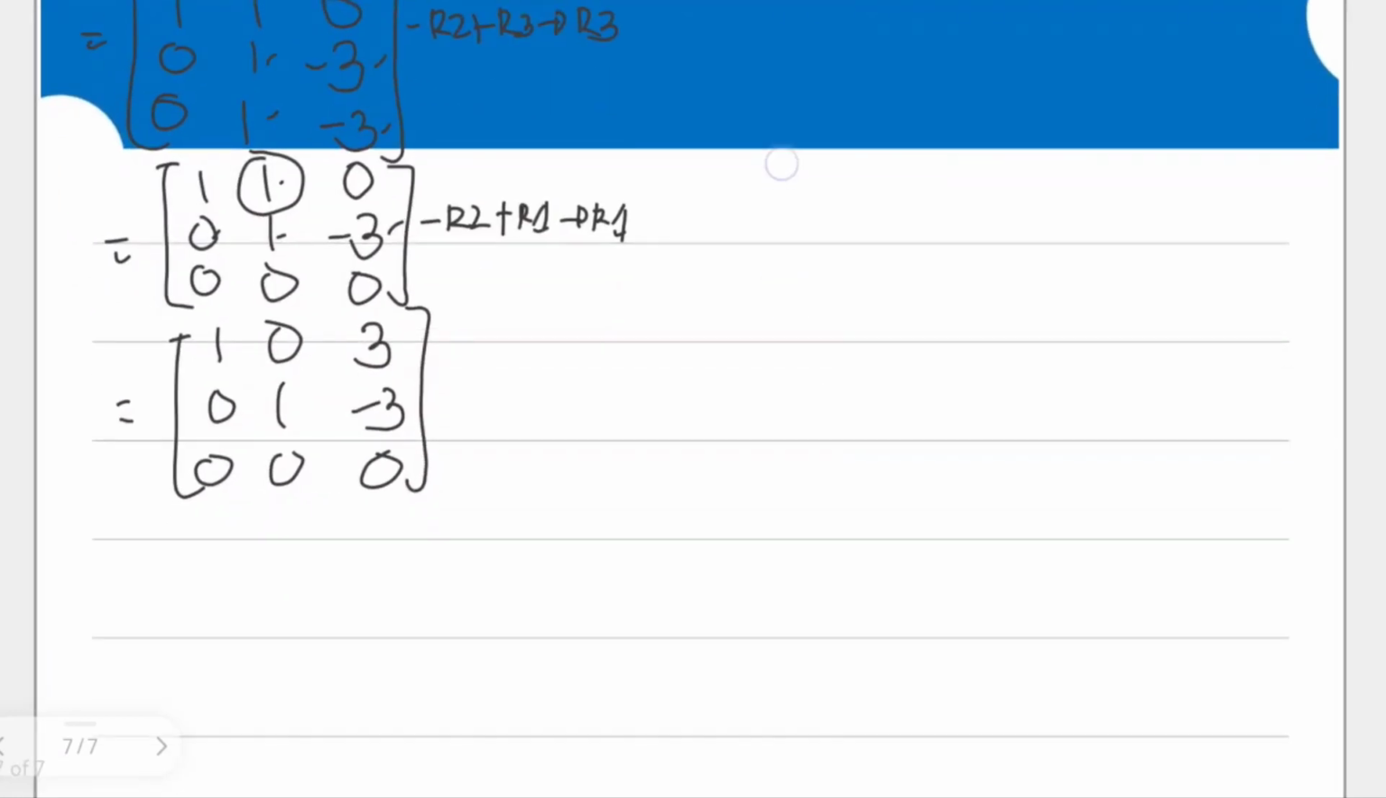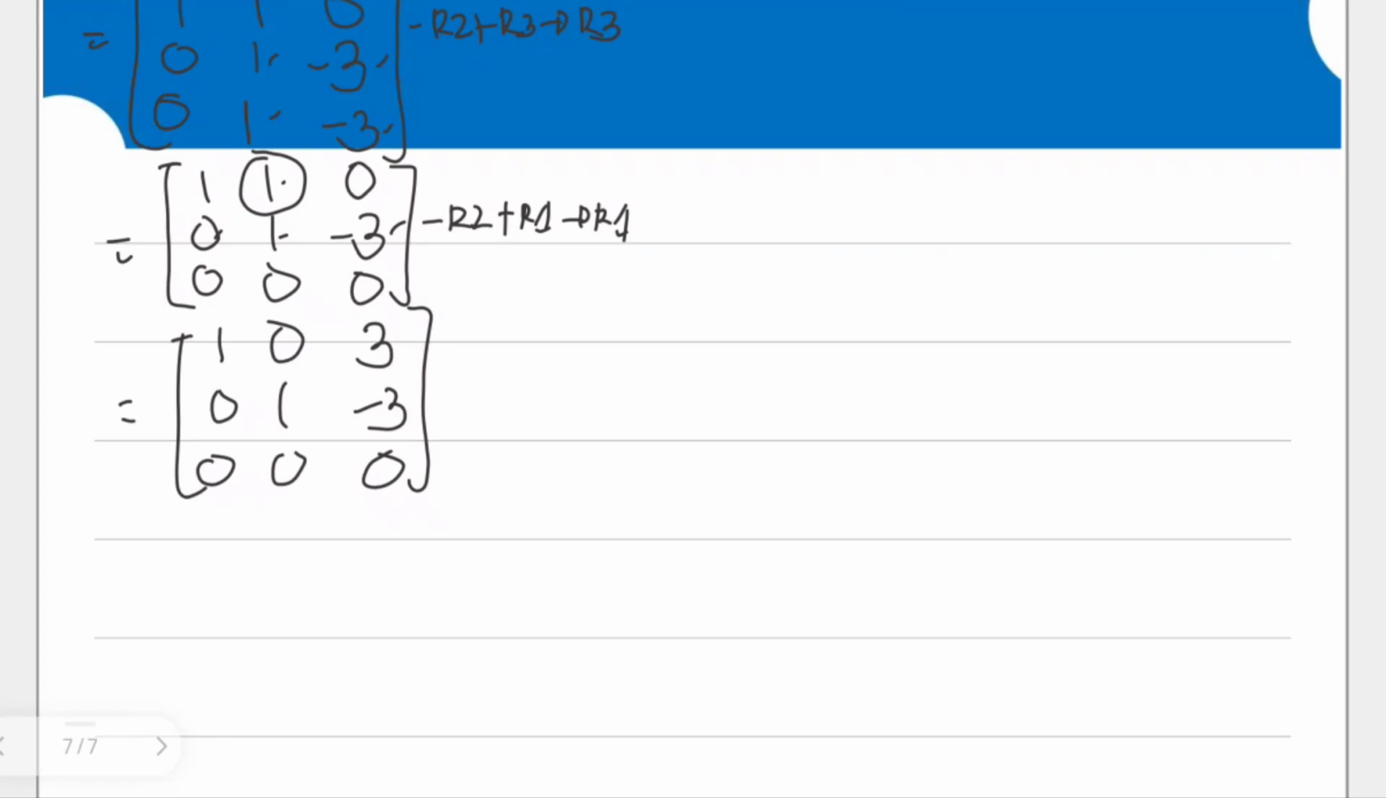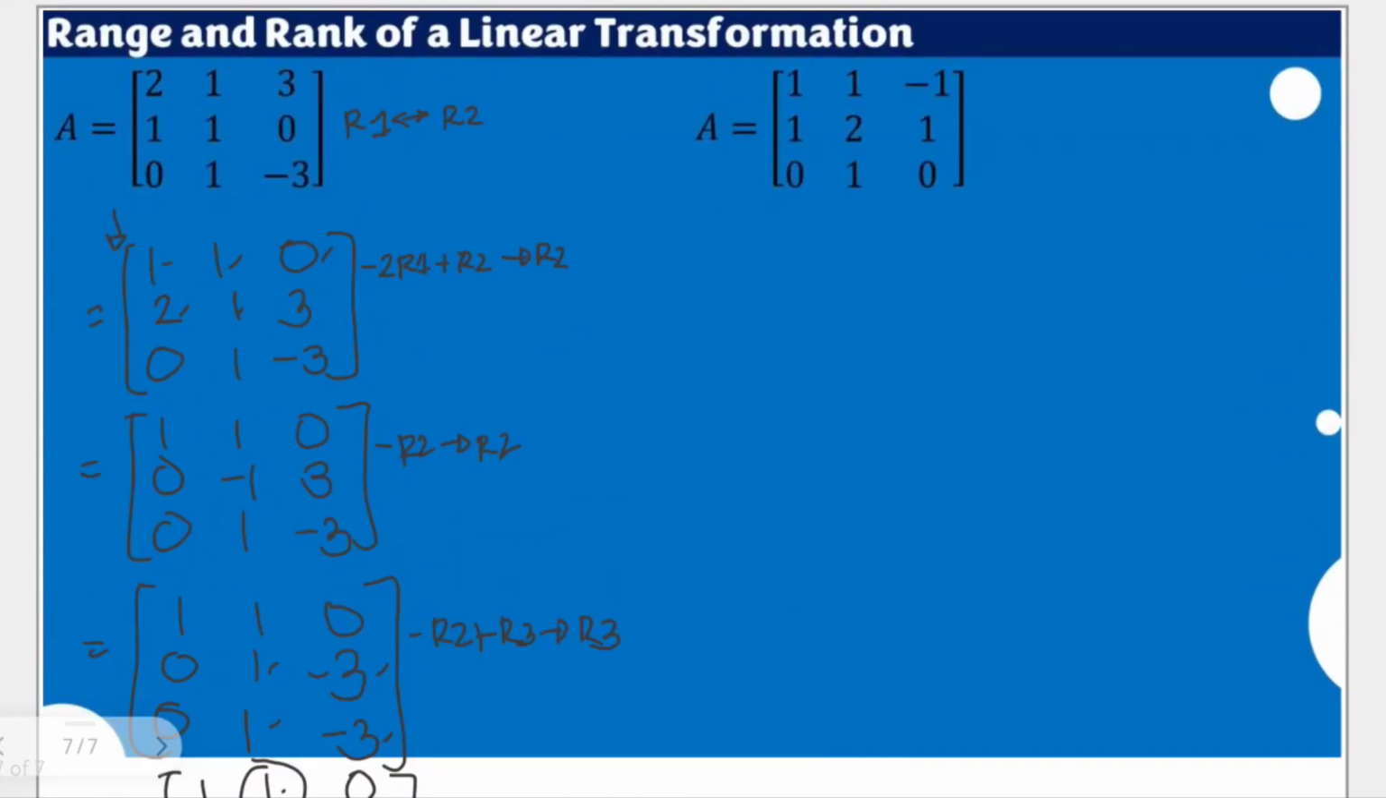Now, we need to examine which columns contain leading 1. We have this column here and this column. These two are considered to be pivot columns because these are the columns that contain leading ones. And if we refer this to our original or initial matrix, the first column and the second column are part of your column space. Column space is equal to the basis for the range. Hence, your first column, 2, 1, 0, and the second column, 1, 1, 1, will be part of your basis.